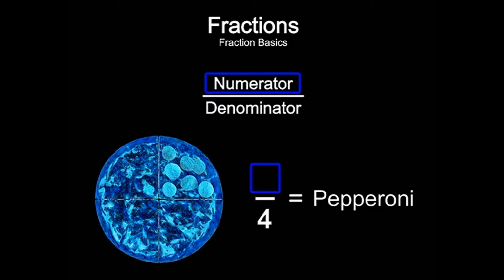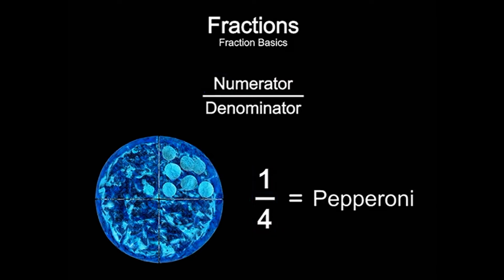The numerator is the number on the top and tells us what parts the fraction is representing. In this case, we're representing the part of the pizza that has pepperoni. Only one portion has pepperoni on it. Therefore, 1/4 of the pizza is pepperoni.